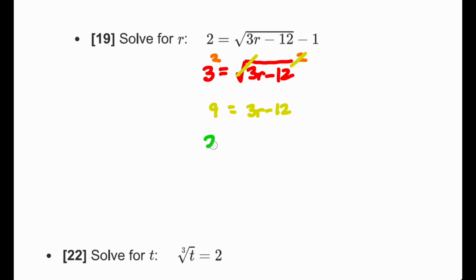Add 12 to both sides, and you're going to get 21 is equal to 3r. Divide both sides by 3, and you get r is equal to 7. Which is the final answer. Again, check your work just to make sure.